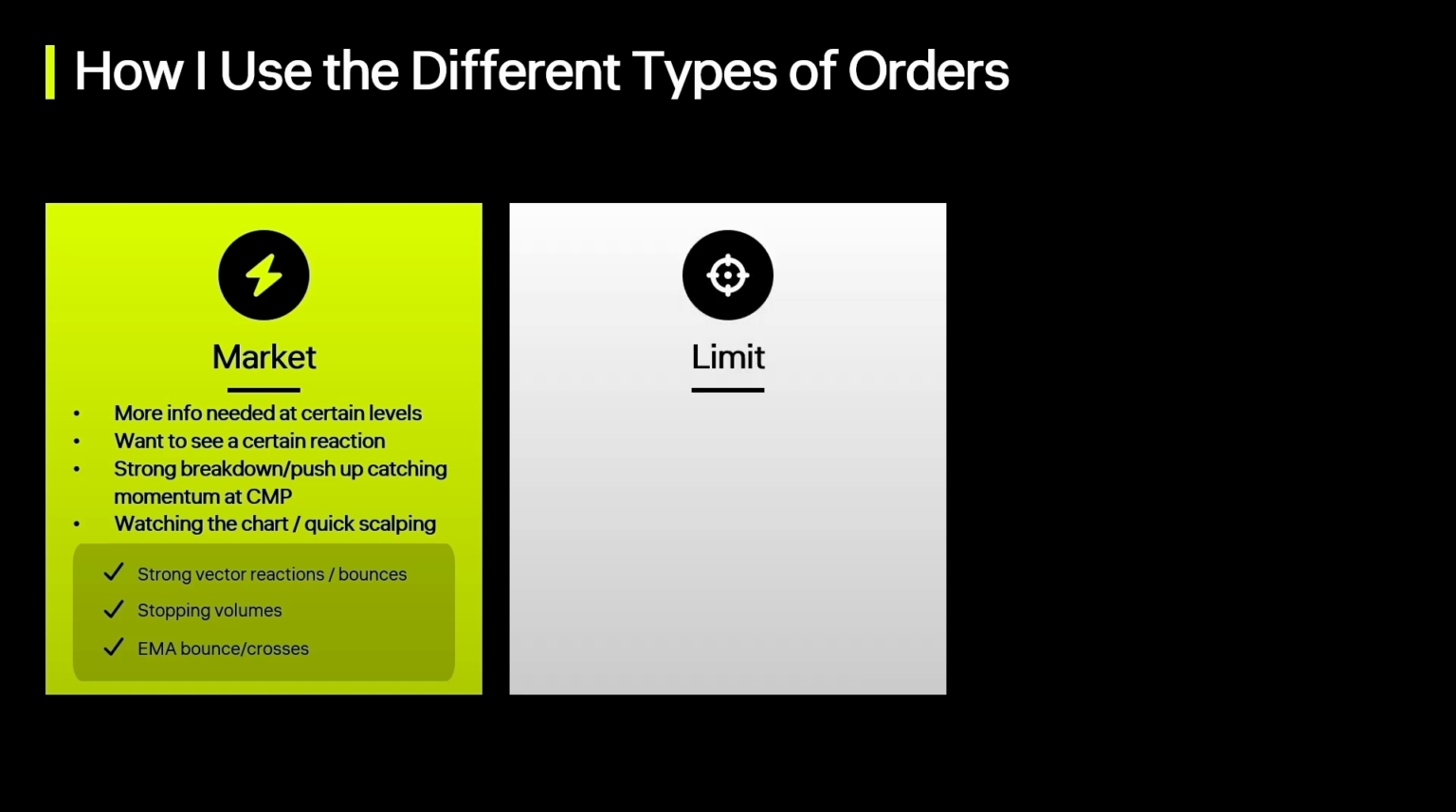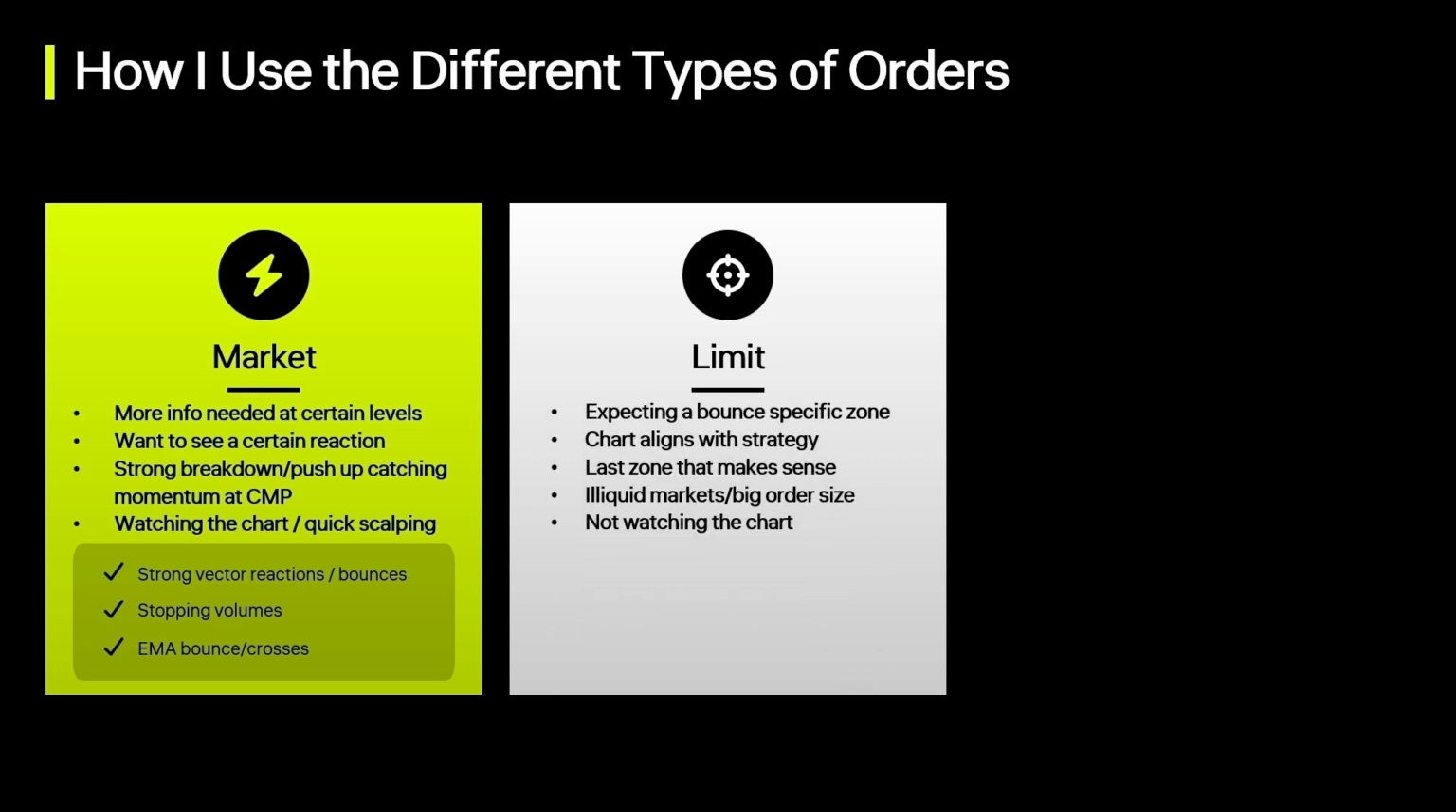Limit orders. I use limit orders when I expect a bounce in a specific zone, the chart fully aligns with my strategy, and the specific level is the last bouncing zone for price to move that makes sense. For example, the last vector candle to the upside. You have probably seen quite a few of my trades which are based on this principle: this is the last vector candle to the upside, so I expect the bounce back down from there, and I have this entry set as a limit order.